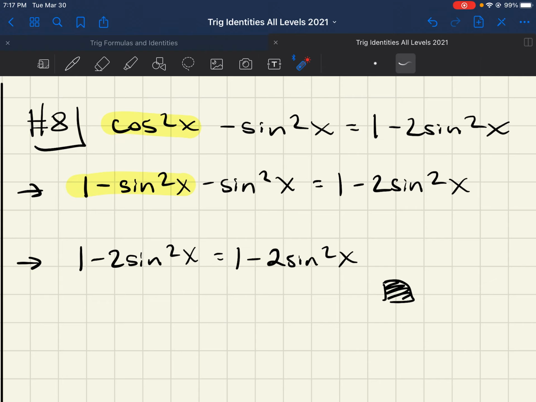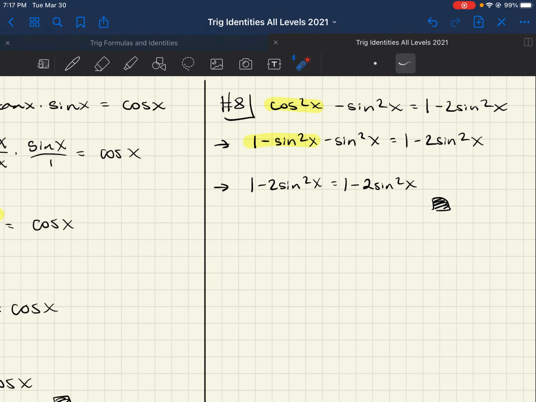Now, negative 2 sine squared, negative 2 sine squared. Think of this as like a minus 1 sine squared and a minus 1 sine squared, which will give us minus 2 sine squared. And we carry this 1 down with us, which is what we wanted to prove.